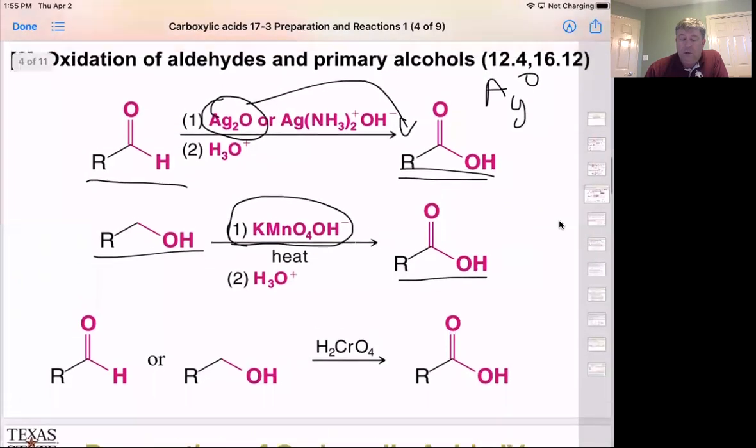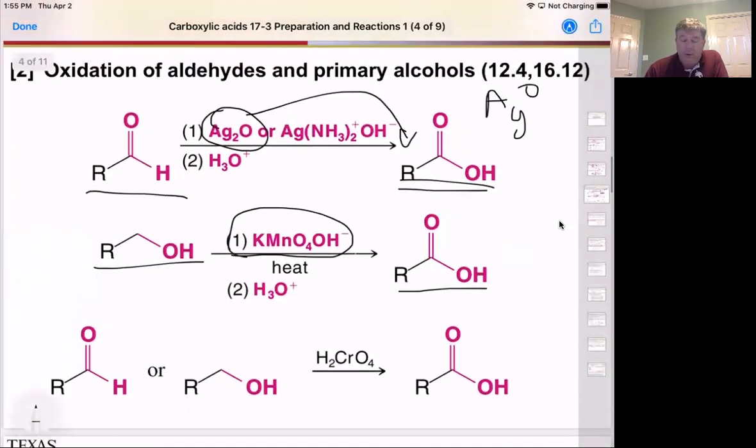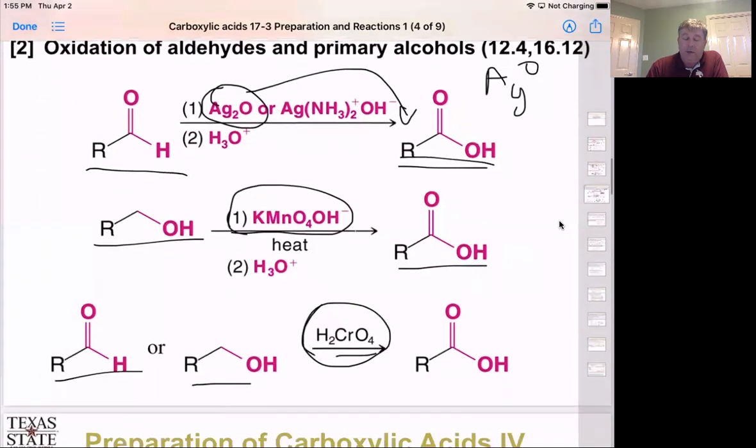Okay, and then once you have your aldehyde or your primary alcohol, you can use any of the Jones reagents, any of the chromium oxide reagents, to convert it all the way down to the carboxylic acid. Remember, we have to use a different reagent if we want to stop at the aldehyde. If we want to go from here to here, we can only use the PCC or the Swern.